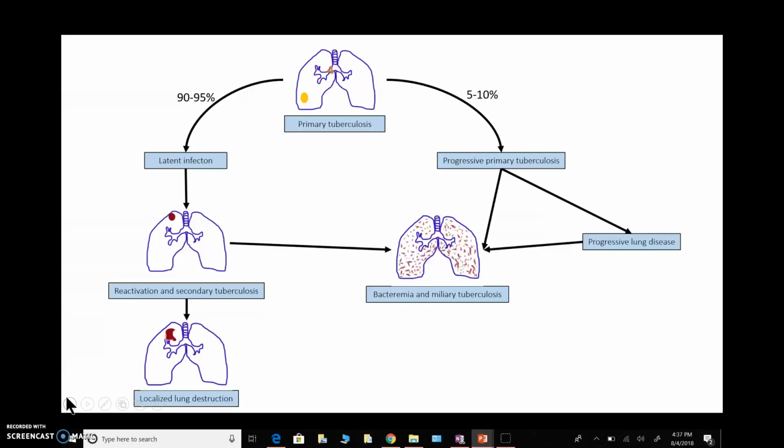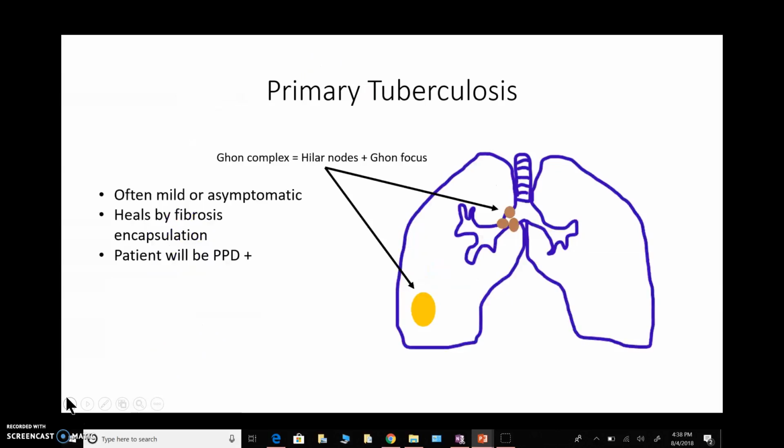A minority of patients with primary tuberculosis, the 5 to 10% you see up there, typically your immunocompromised patients, those that are on immunotherapies, or your HIV patients, can move on to progressive primary tuberculosis, which can stay in the lungs and become progressive lung disease, or can actually spread systemically, causing bacteremia, and turn into miliary tuberculosis. That can affect different organs, and we'll talk about that in a little bit.